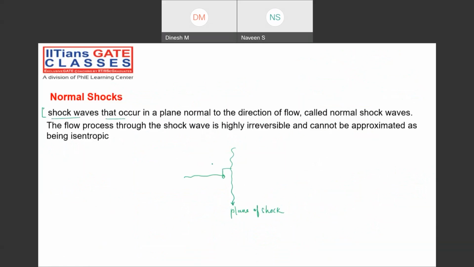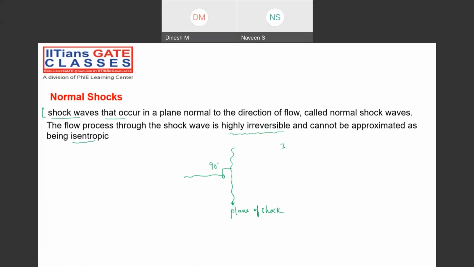When both are perpendicular, then we say it's a normal shock wave. The flow that processes through the shock wave is highly irreversible. Highly irreversible. Of course, adiabatic, highly irreversible. Then whatever the approximation is there, that is isentropic, that cannot be fulfilled. I told you, for isentropic, the flow has to be reversible and adiabatic. Understanding my point? Yes or no, guys? Perfect.